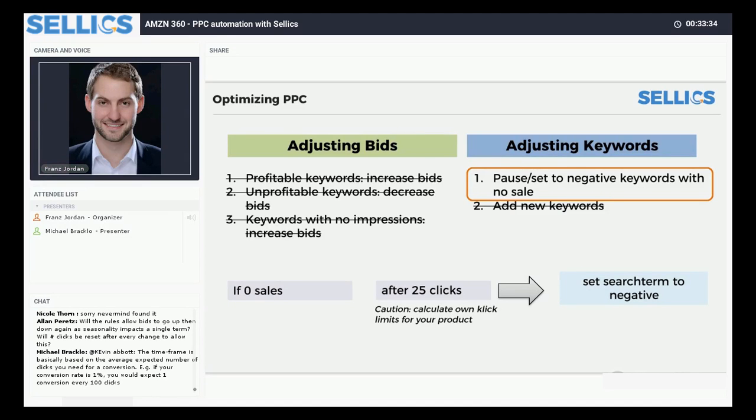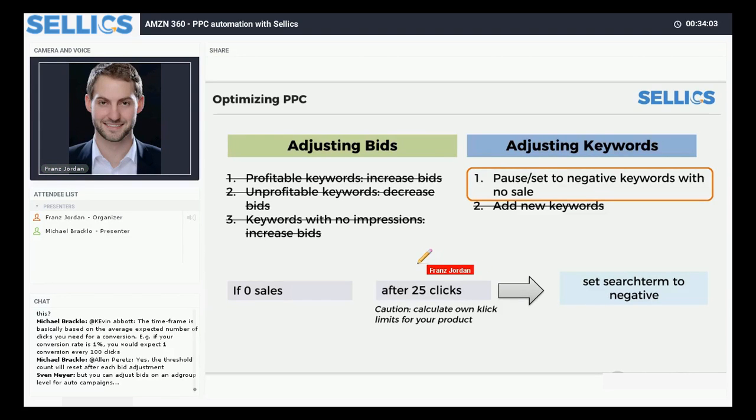Now, one rule of thumb that you could use is, if you have 0 sales after 25 clicks, set the search term to negative, right? So why 25 clicks? Well, 25 clicks essentially, if you follow the formula that I just gave you before, translates to an average conversion rate of 4%. Now, most products on Amazon have a conversion rate of above 4%.